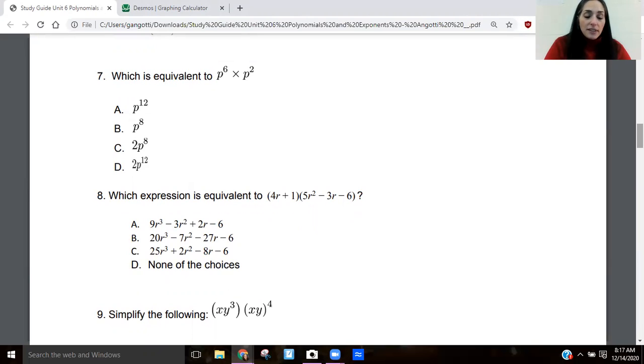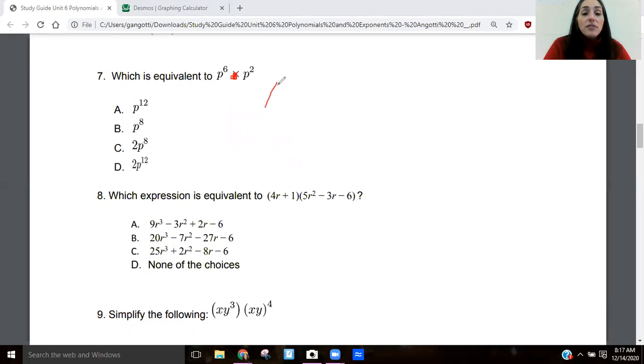So for number 7, this one's written a little weird. The only thing that's weird about it is that they put the big times sign in the middle, and we don't normally see those times signs. Normally it's parentheses or a dot, so don't get hung up on the times sign. Don't let that intimidate you. If you want to put a dot right there, you can. Now it looks a little bit more like a messy version of what we do.